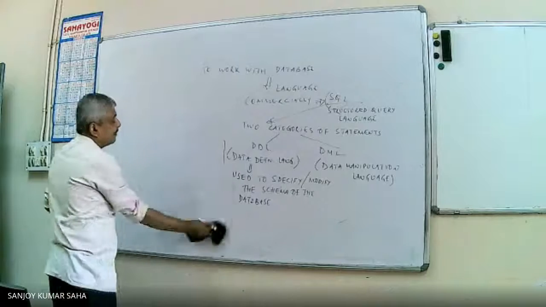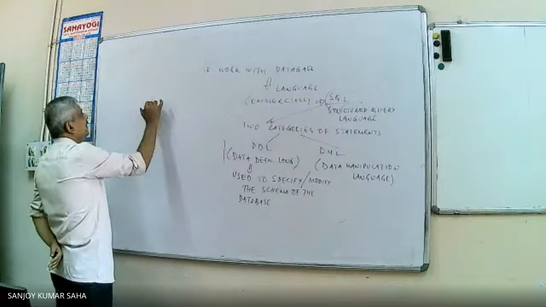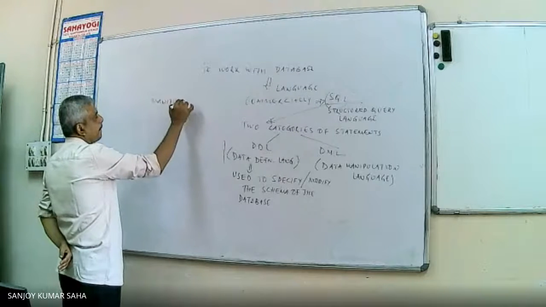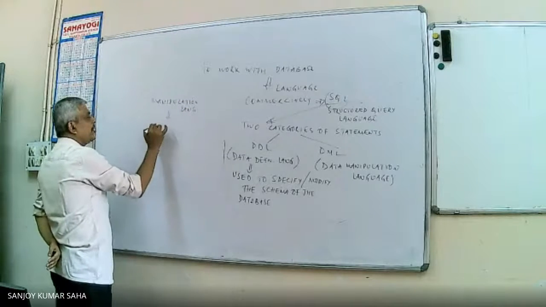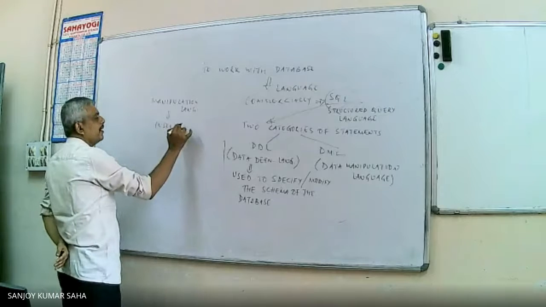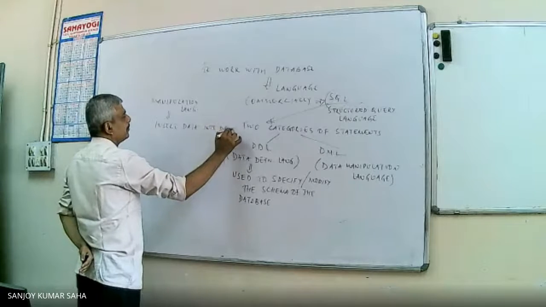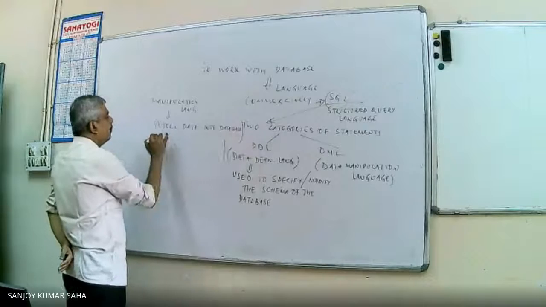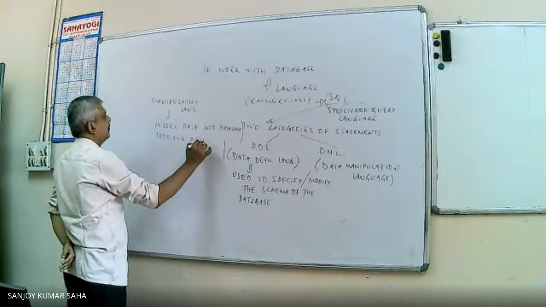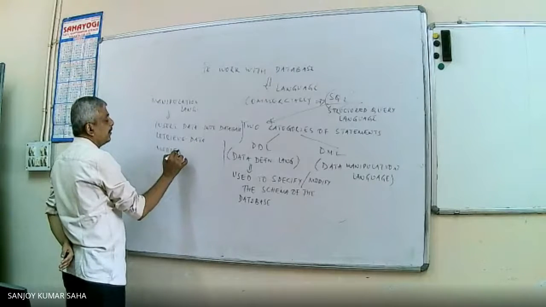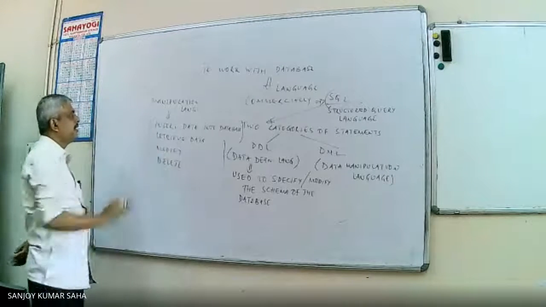And DML is a data manipulation language. Now, this manipulation language, suppose we want to insert data into the database, or we want to retrieve data, modify or delete the data. For these purposes, we need data manipulation language.